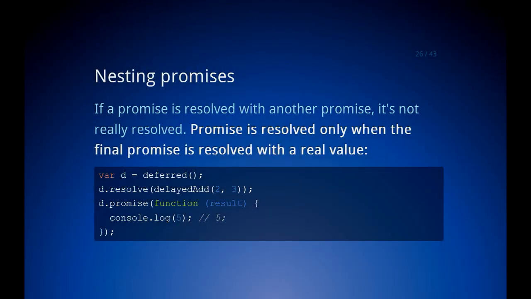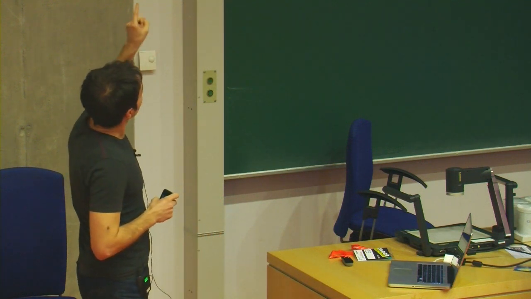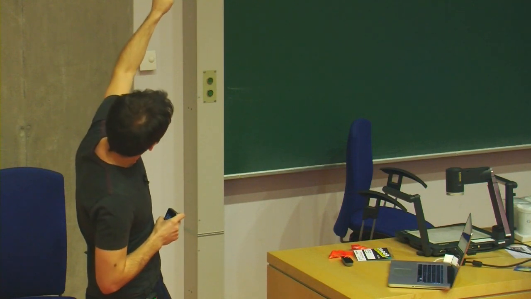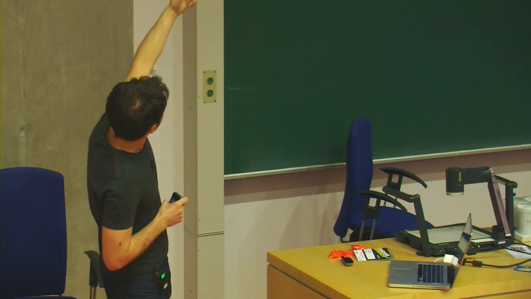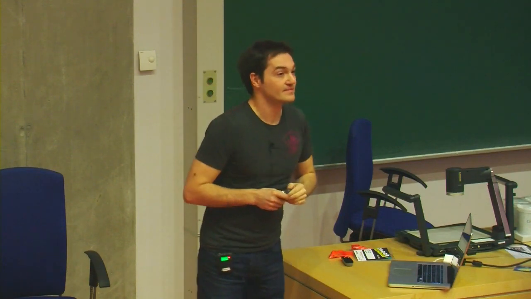Nesting promises. Promises can be nested. If a promise is resolved with another promise, it's not really resolved. A promise is resolved only when the final promise is resolved with the real value. As in this example, you can see we create an unresolved promise with deferred, and we resolve it with the promise returned by the delay add function. So the final result of that previous promise is the result of that delayed add function, but resolved, not really a promise.